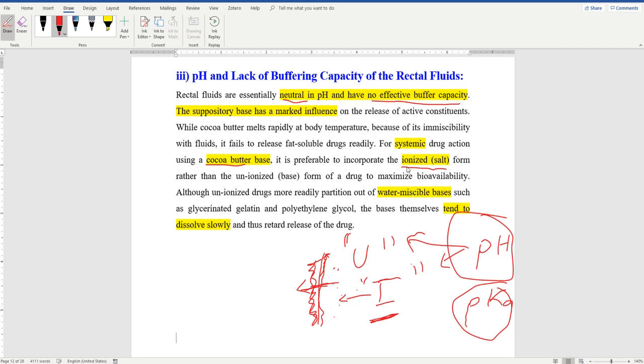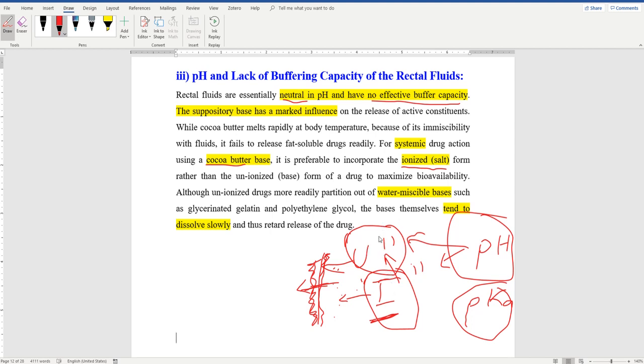Of course, when I say ionized, it doesn't mean that when it dissolves it will be 100% ionized. No, there will be maybe a small fraction non-ionized and a large fraction ionized. Now when this gets absorbed, this gets less, so what happens to the ionized? Part of the ionized converts to non-ionized in order to maintain the same proportion.